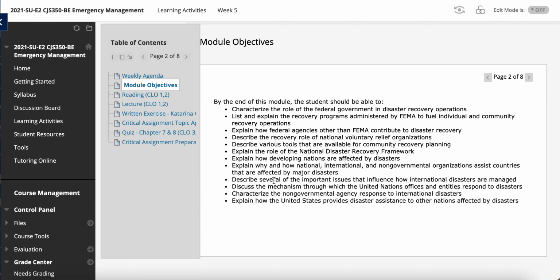To start with, we have the module objectives for this week. You can read through these, and as always, these are the thresholds, or the items that we expect you to understand by the end of this week.